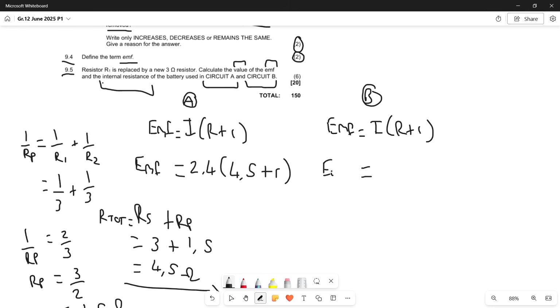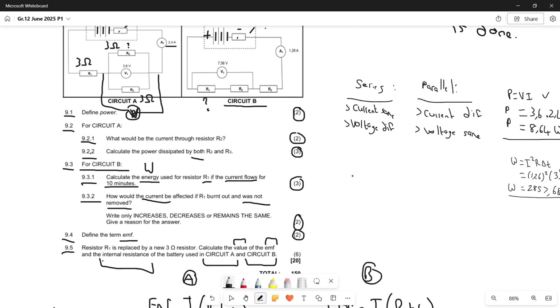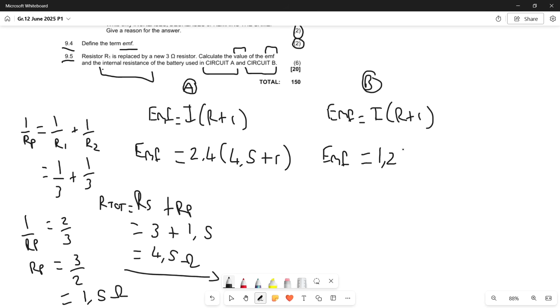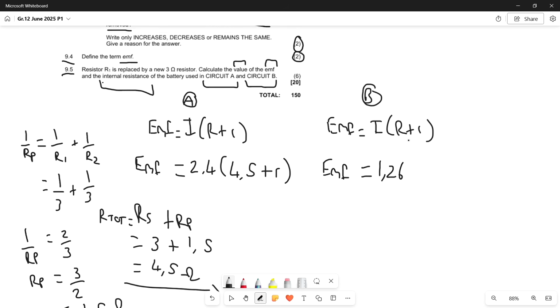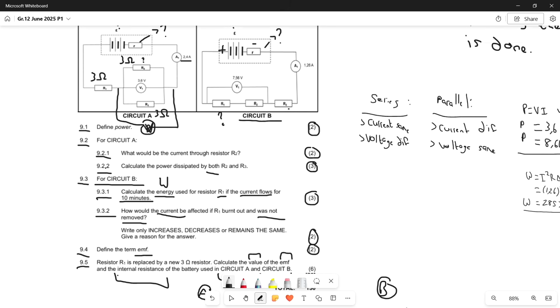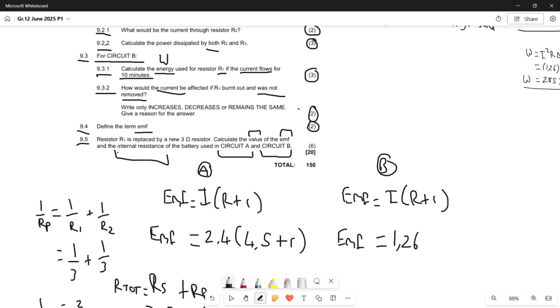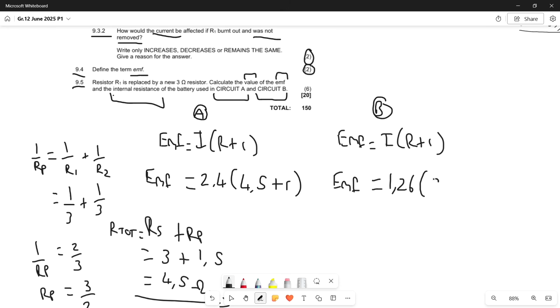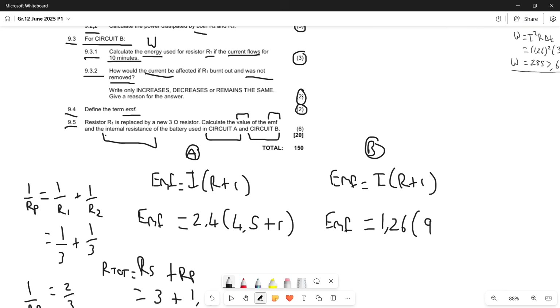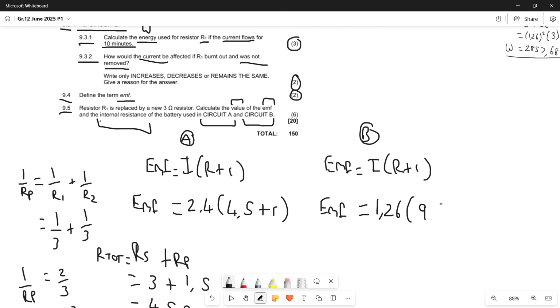Our EMF we do not have yet. Our current in series for the circuit is 1.26. For our external resistance, this is a circuit that is entirely in series, so we just have to add up the 3 resistors in series: 3 plus 3 plus 3, which means our total resistance is 9. There's no parallel branch, so we don't have to do anything like that. We just add them up normally. So we have plus 9 there, and little r is what we want.